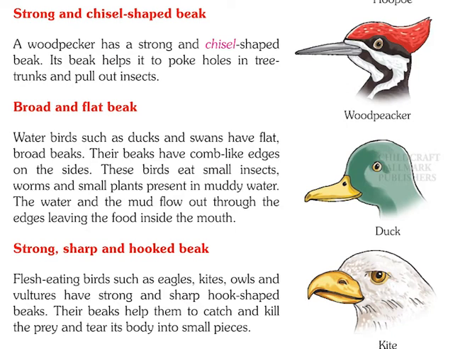Strong and chisel-shaped beak. A woodpecker has a strong and chisel-shaped beak. Its beak helps it to poke holes in tree trunks and pull out insects.